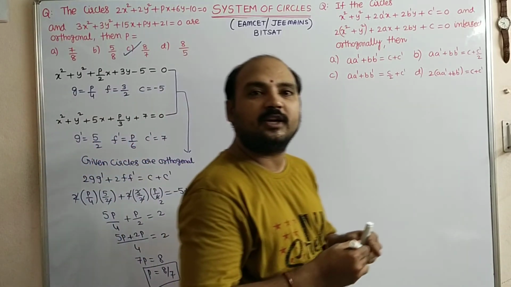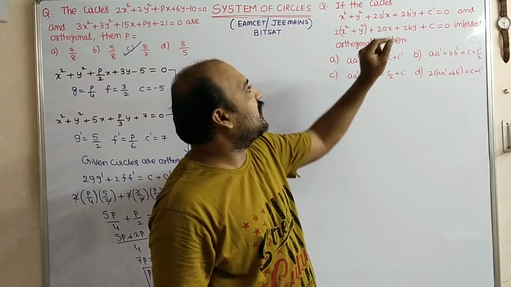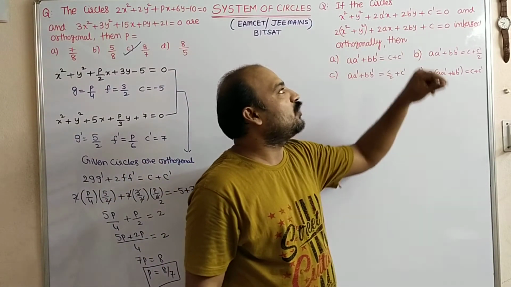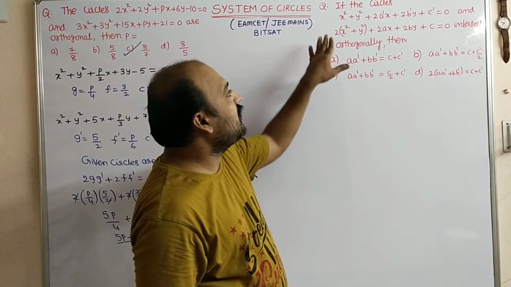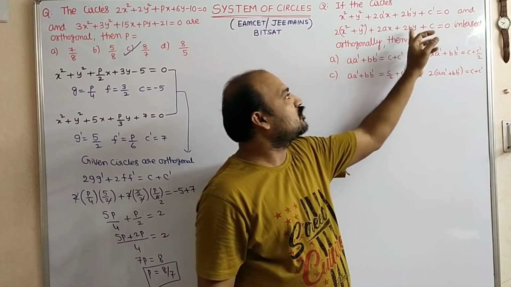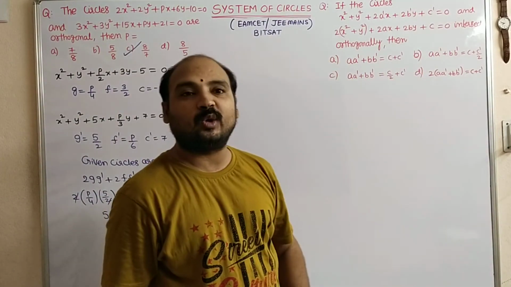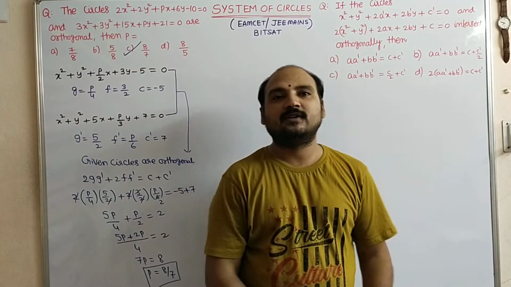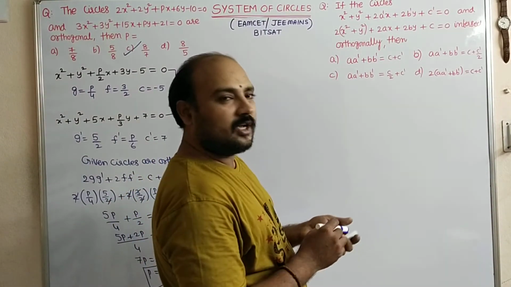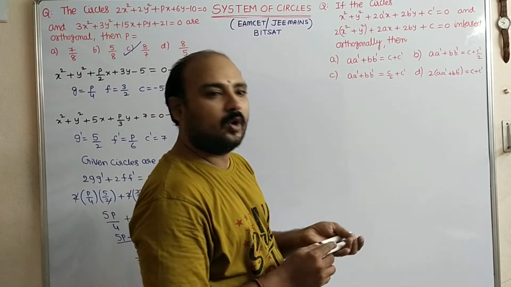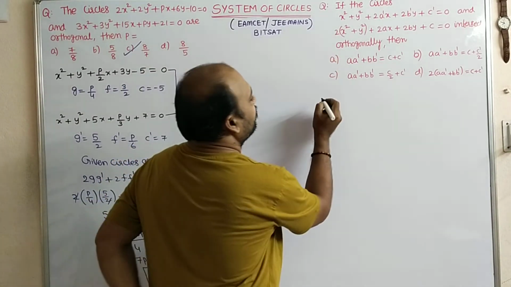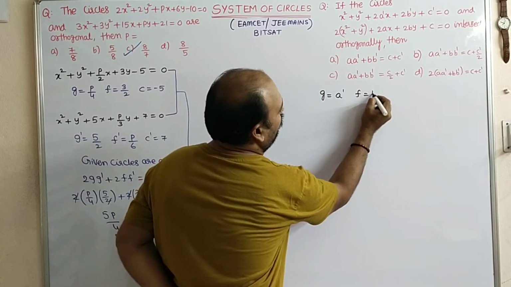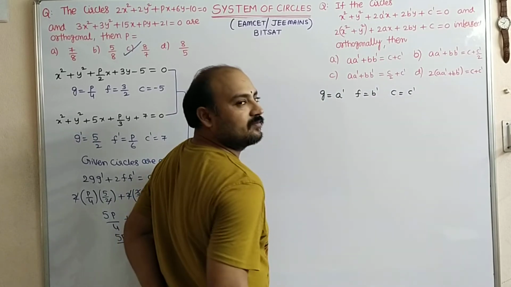Even this question is related to orthogonality. If the circles x square plus y square plus 2a dash x plus 2b dash y plus c dash equal to 0 and 2 into x square plus y square plus 2ax plus 2by plus c equal to 0 intersect orthogonally, then the condition. The orthogonal condition we know. So we discussed it here. The same formula we are going to apply. Why? Because the first circle's equation is in the general form only. So from the first circle g equal to a dash, f equal to b dash and c equal to c dash.